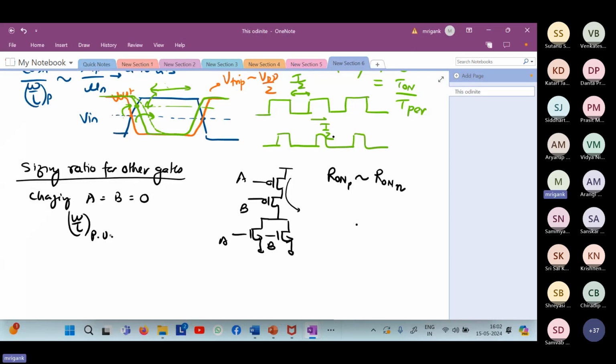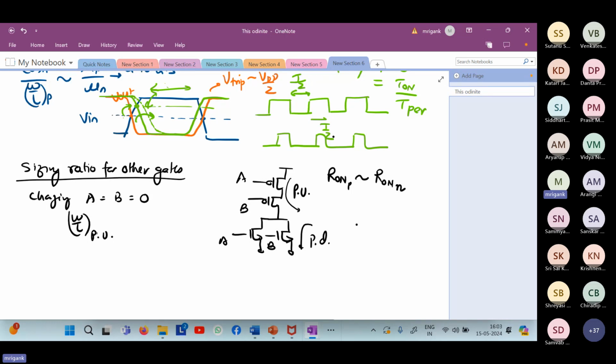I'm calling it pull up, PU, because there is a pull up path and there is a pull down path. These are common terminologies used: pull up and pull down. In CMOS, there is a pull up network and a pull down network. In this case, the pull up network is 2 PMOS in series. The pull down network is 2 NMOS in parallel.